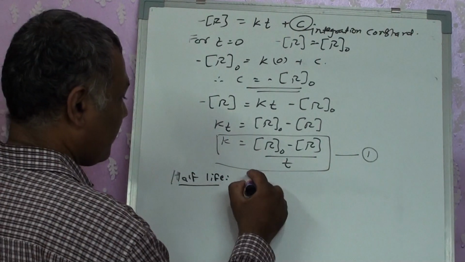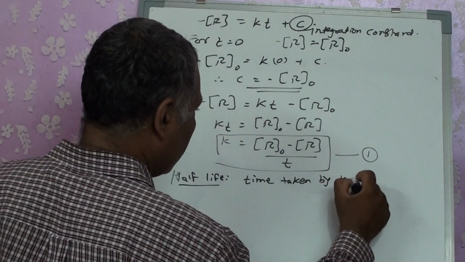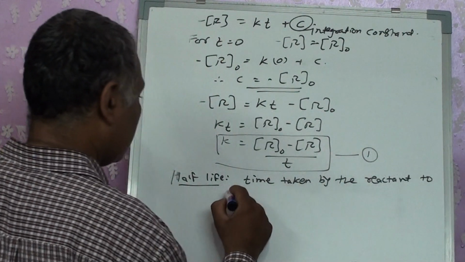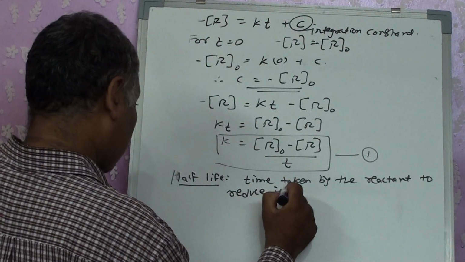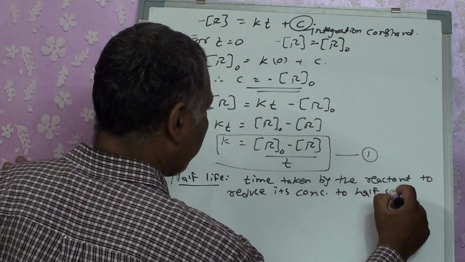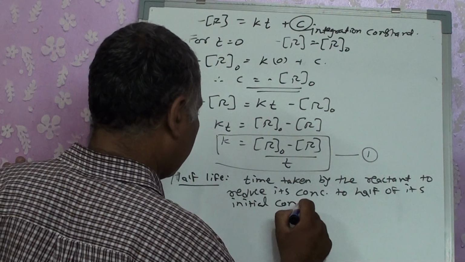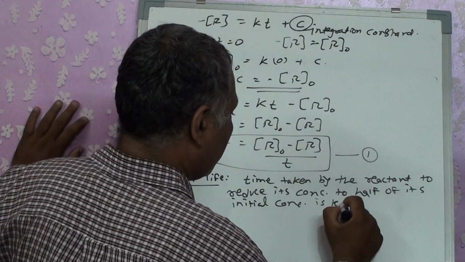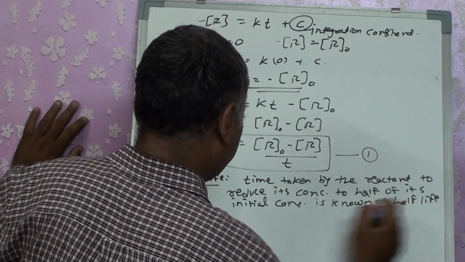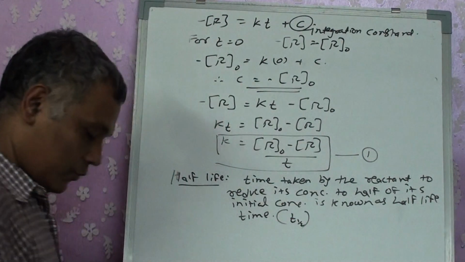Half-life: the time taken by the reactant to reduce its concentration to half of its initial concentration is known as half-life time. The symbol that is used for it is t1/2.